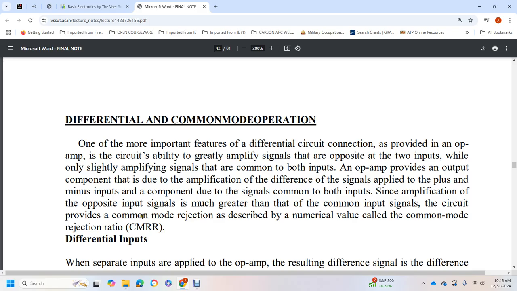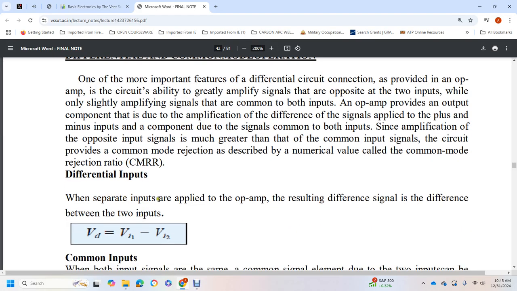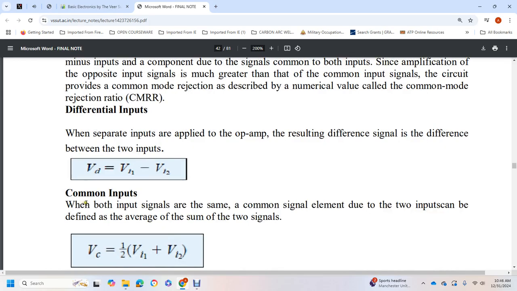Differential input. When separate inputs are applied to the operational amp, the resulting difference signal is the difference between the two input voltages: Vd = Vi1 minus Vi2. Common input.